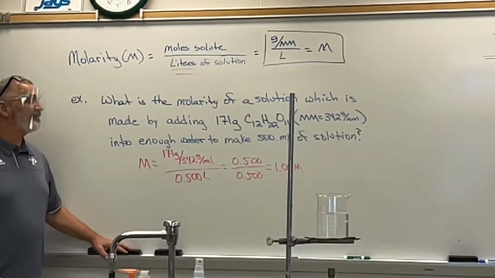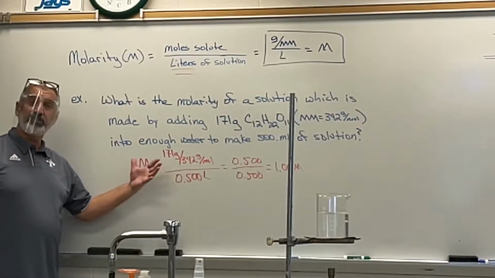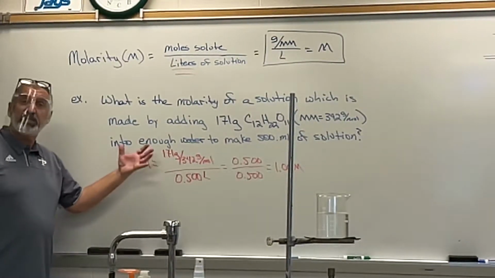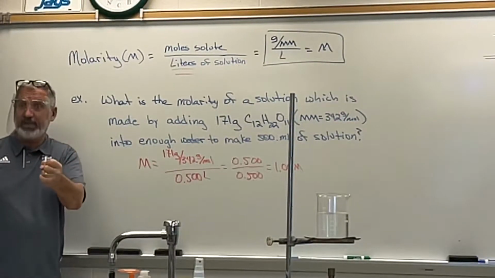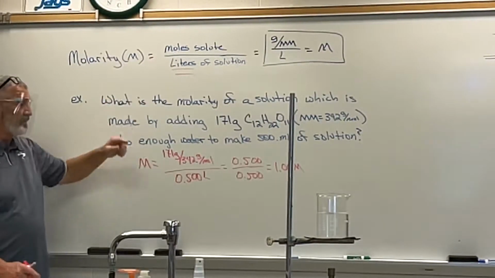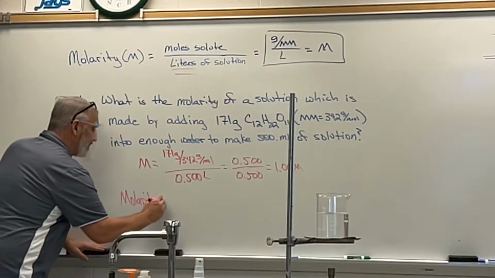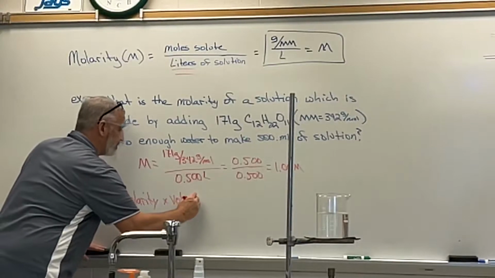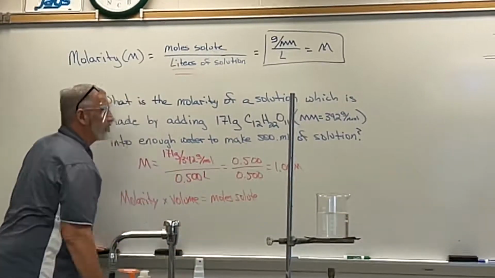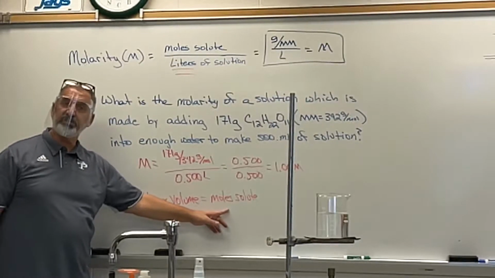So I would know that in my 500 milliliters, well, if I had a liter of it, I'd have 1 mole. 500 milliliters, I'm gonna have a half a mole. 100 milliliters, I'm gonna have a tenth of a mole present. It gives me a quantitative way to know however much volume I have, I can know how many moles are there if I know the molarity. Molarity times volume always equals moles. Molarity times volume equals the moles of solute.